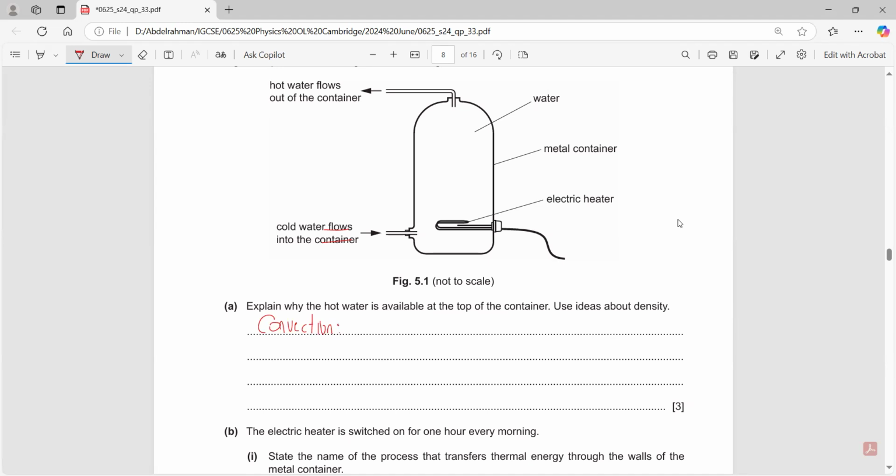In convection, as water heats up, it gains kinetic energy and thermal energy. The volume increases, and therefore the density decreases, so the hot water moves up. We have to talk about the density. That's why the hot water is always at the top of this container.